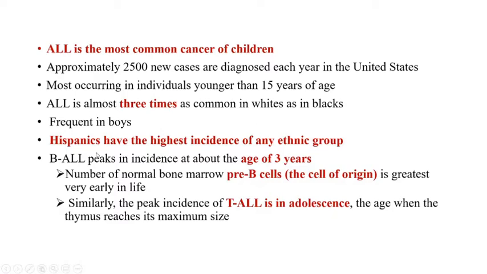B cell occurs in childhood, in and around 3 years of age, because most of the precursor cells are abundant at this stage. While T cell occurs in adolescence, because most of the precursor T cells mature in the thymus, which happens in adolescent age. So T cell ALL will present in adolescents.